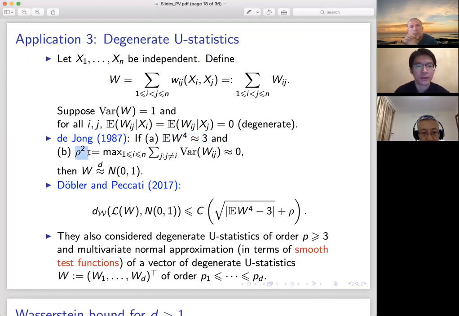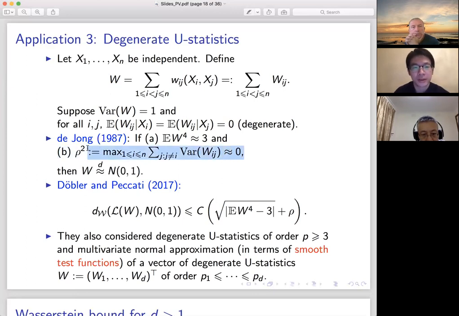and moreover, this rho squared is close to 0, where rho squared is the maximum over I of the summation over J of the variance of W_ij. So that's the contribution of the variance of those terms involving a particular index I, and then taken maximum over all such I. This is supposed to be close to 0.